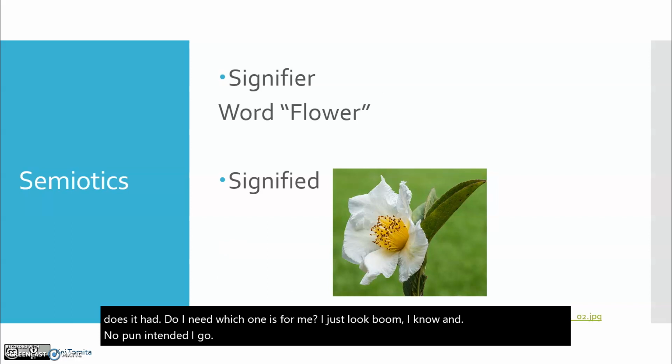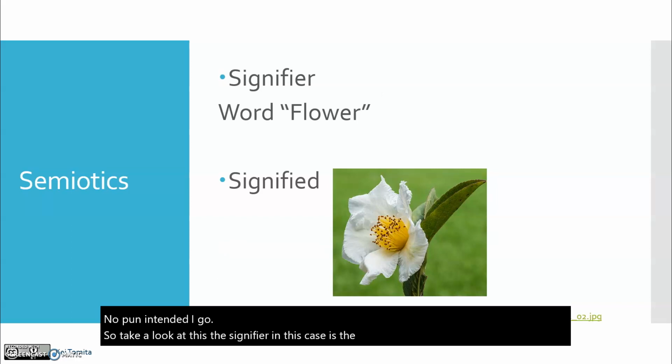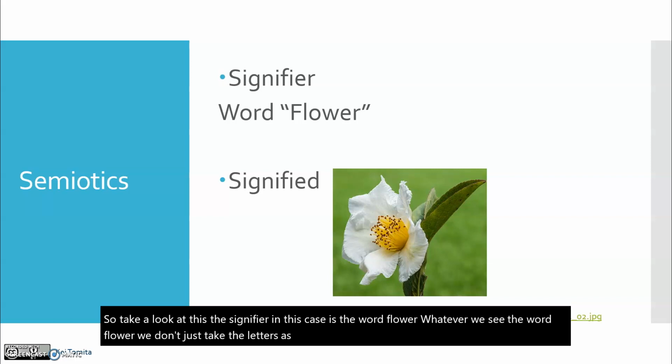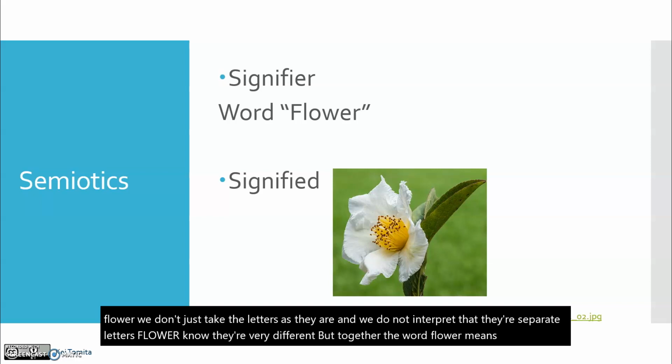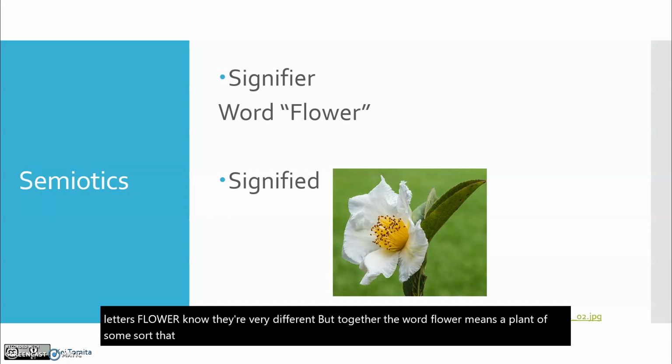So take a look at this. The signifier in this case is the word flower. Whenever we see the word flower, we don't just take the letters as they are. We do not interpret that they are separate letters, F-L-O-W-E-R. No, they are very different. But together, the word flower means a plant of some sort that has something beautiful or cute about it.